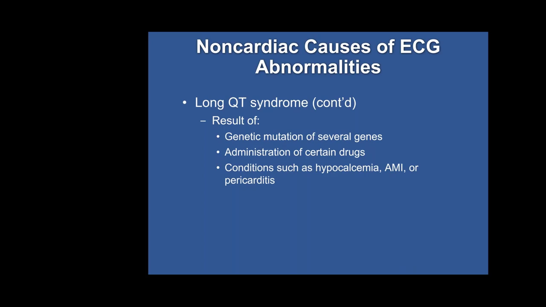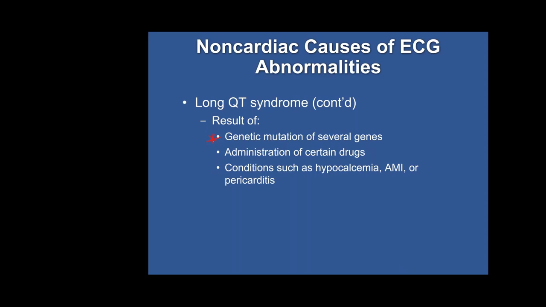Other conditions, so we said calcium, right? Hypercalcemia moves the T wave closer to the QRS complex. Hypocalcemia moves that T wave further away, right? So the further away that T wave is, the longer that QT is going to be. Potentially it could show up with MIs, pericarditis, definitely some stuff.